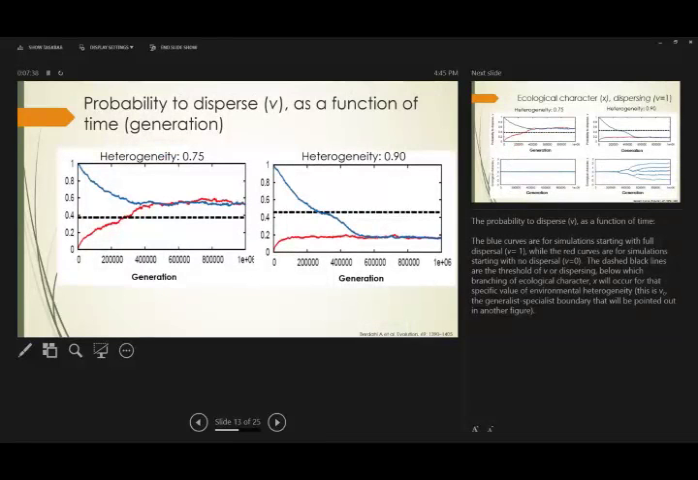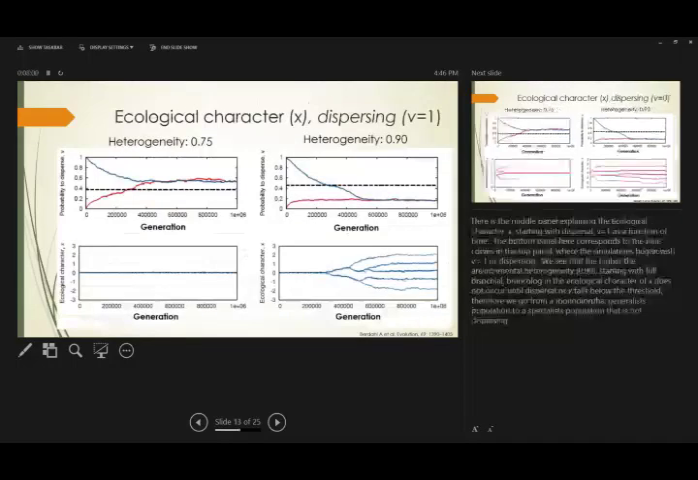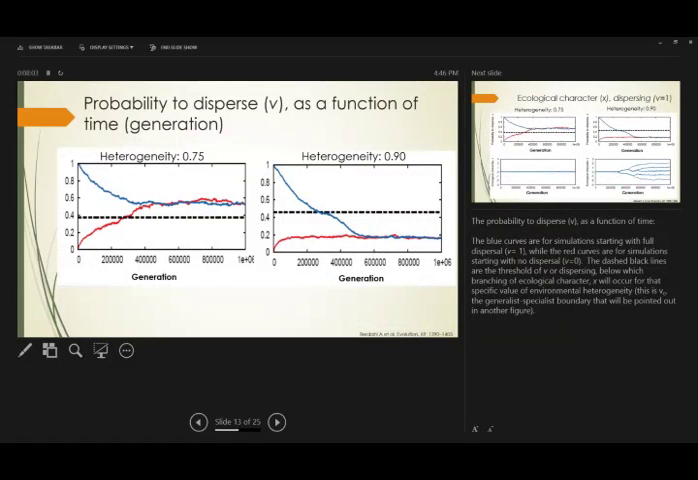The probability to disperse V as a function of time. The blue curve up here is starting with full dispersal, so V equals 1, while the red curves are for simulations where it's not dispersing and it starts at V equals 0. The dashed black line is the threshold for V of dispersing, below which branching of ecological character X will occur for that value of environmental heterogeneity.